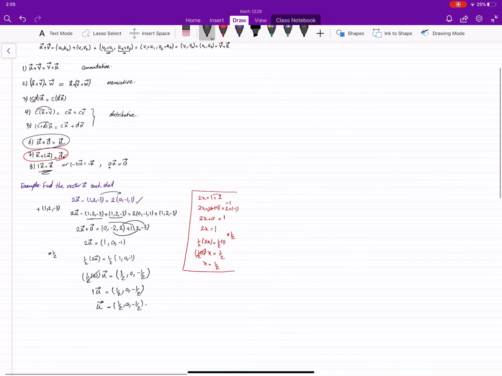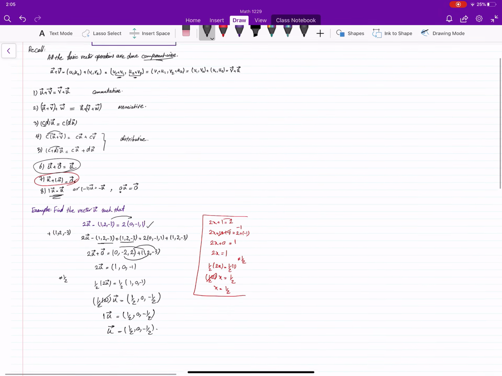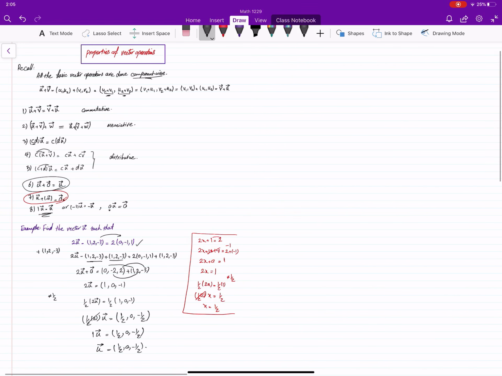Again, there are more properties. We'll get back to the properties when we introduce more operations of vectors. But for now, what is important, at least, I want you to understand the commutativity and associativity and distributivity of the scalar multiplication.